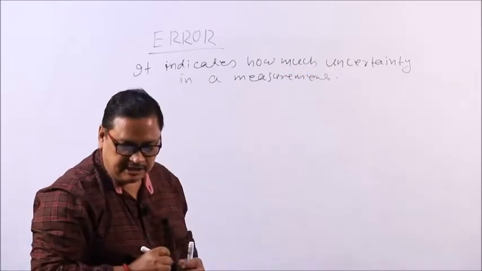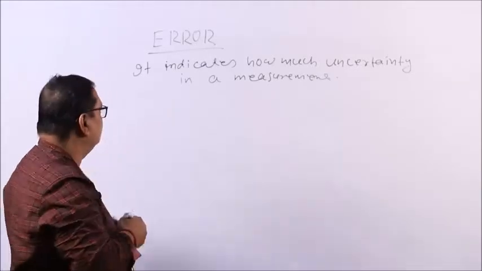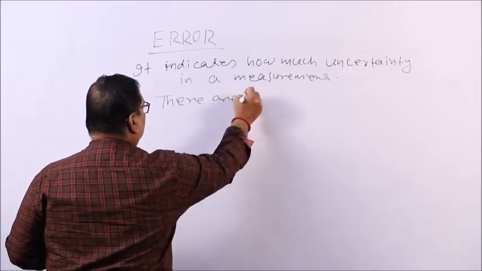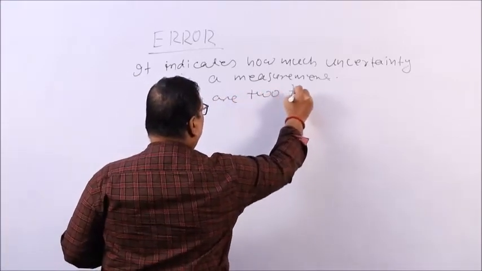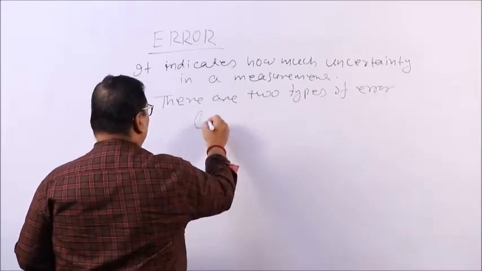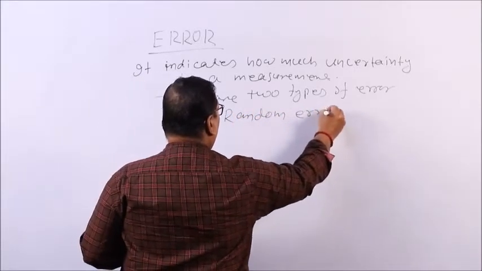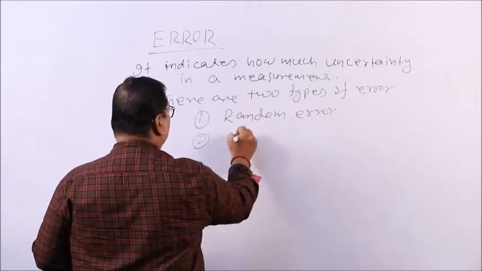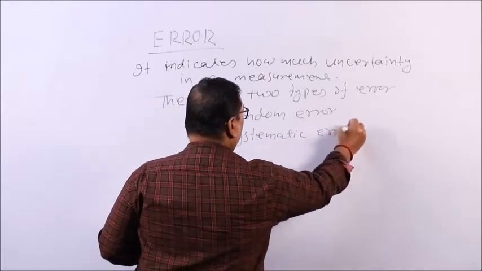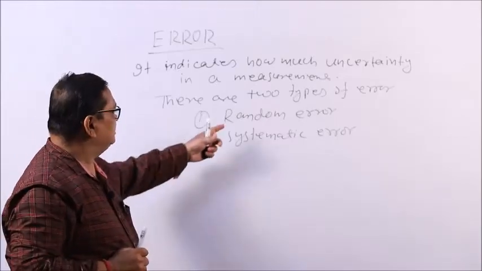How much uncertainty in a measurement. Generally, there are two types of error. One is random error, another is systematic error. So, what is random error?